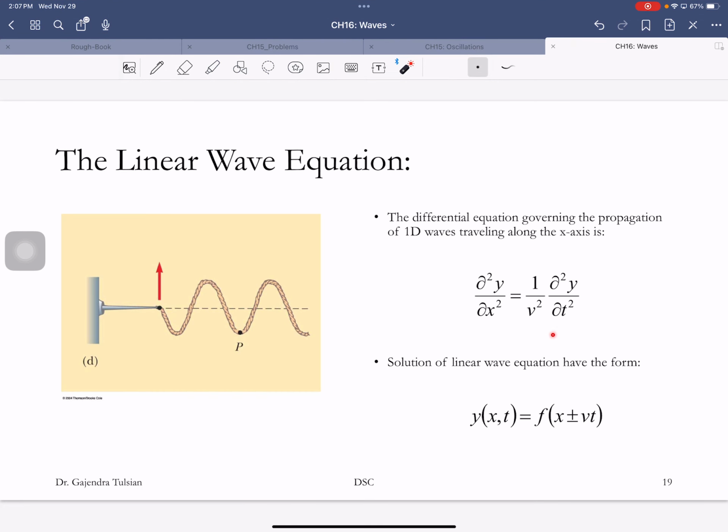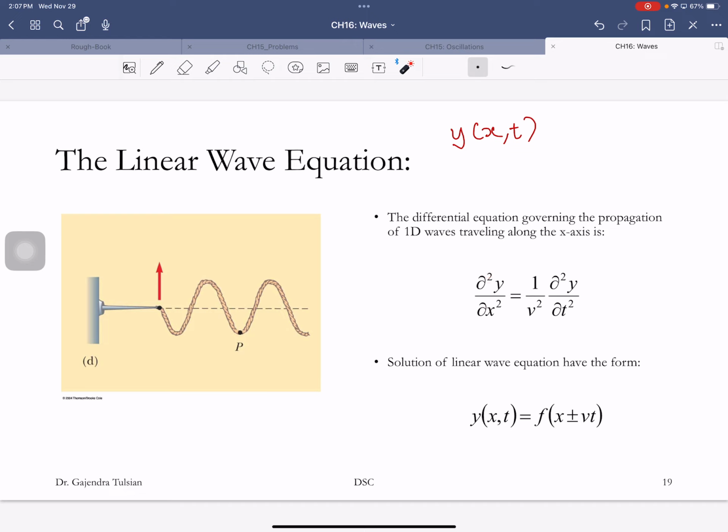Is given by this differential equation. This is a partial differential equation. Remember, y was a function of x and t. Let's look at this equation closely. This is sort of a strange equation. This is the second partial derivative with respect to x.